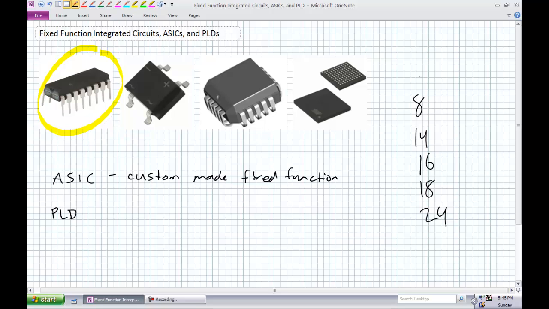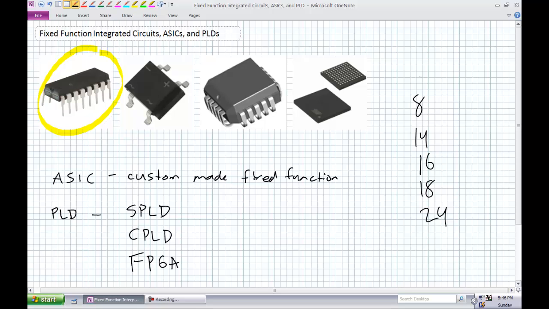Okay, so that's the way business has been done for a while. And then there are these things called PLDs, programmable logic devices, which have really changed the face of digital electronics. For the intents and purposes of this course, I'm going to divide them up into SPLDs, simple programmable logic devices, CPLDs, complex programmable logic devices, and FPGAs, field programmable gate arrays.